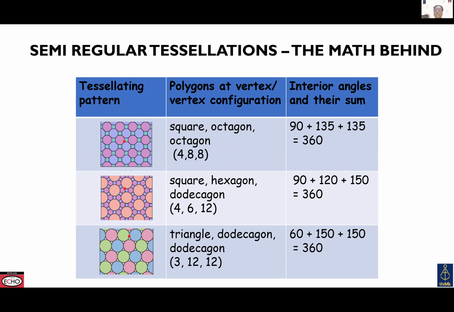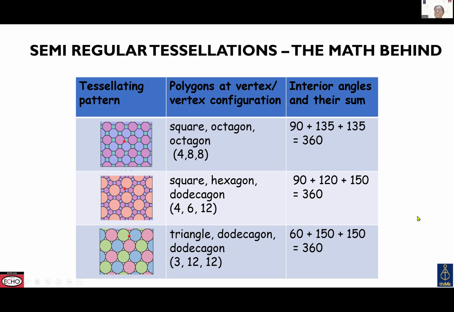And similarly, the next one, we have a square, a hexagon, and a dodecagon, right? Which is again denoted by 4, 6, and 12. A dodecagon has 12 sides, so 12. And the interior angles, the sum again adds up to 360. And the third one is a triangle and 2 dodecagons, and they again add up to 360.